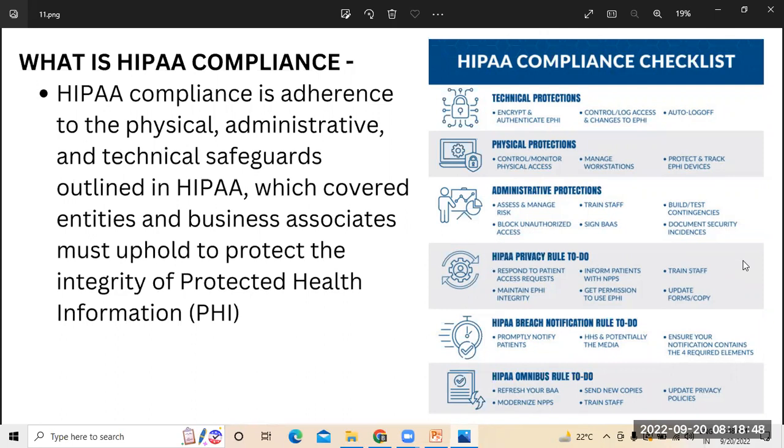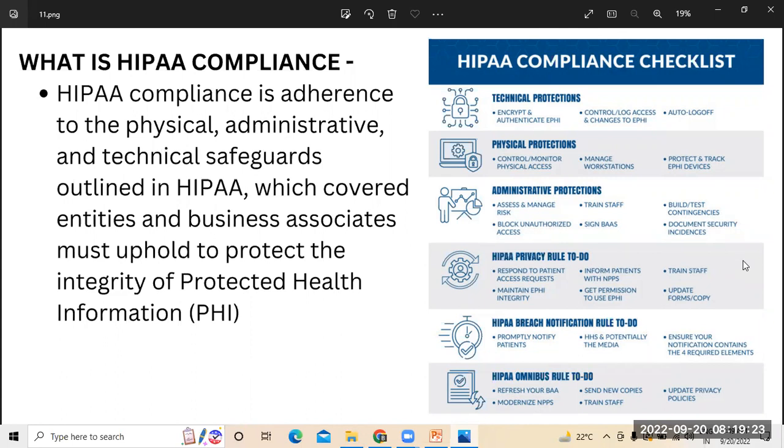Followed by this, we need to train the staff as well. Because how to use the systems, under what conditions we need to provide access to the people, all that stuff, that sort of guidelines will be provided under the administrative protection. At the same time, blocking unauthorized access, if any people try to access the systems, will also come under the administrative protection.